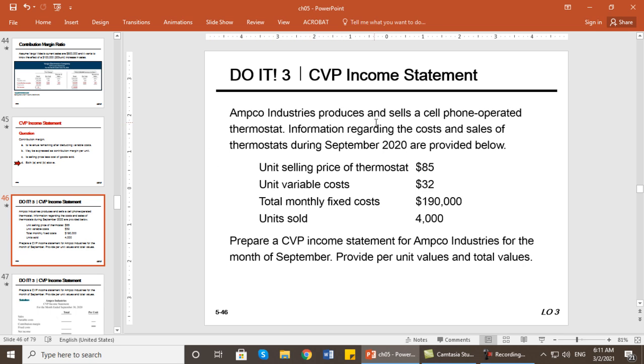Now, a company produces and sells a cell phone operated thermostat. Information regarding the cost and sales of thermostats during September 2020 is provided below. Unit selling price of thermostat 85, unit variable cost 32, total monthly fixed cost 190,000, units sold 4,000. Prepare a contribution margin income statement for the company for the month of September. Provide per unit values and total values.